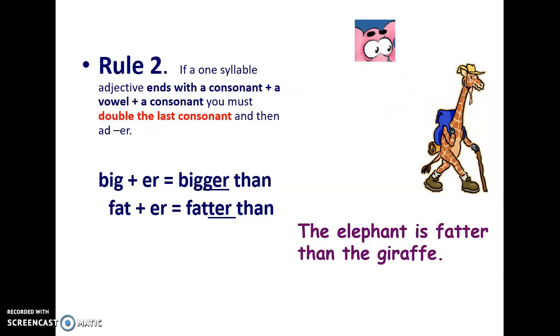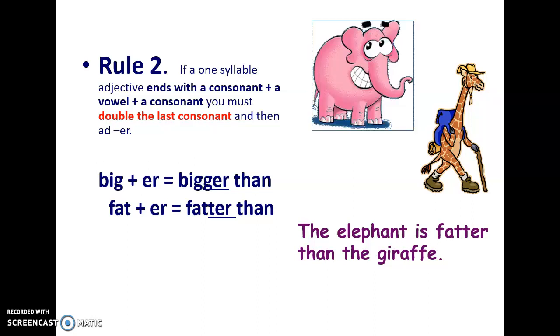So the second rule that you are going to have here is with the adjectives that are not short. It means that we are going to work with the adjectives that end with a consonant plus a vowel. Okay, what happened with this? And this is a very common rule.